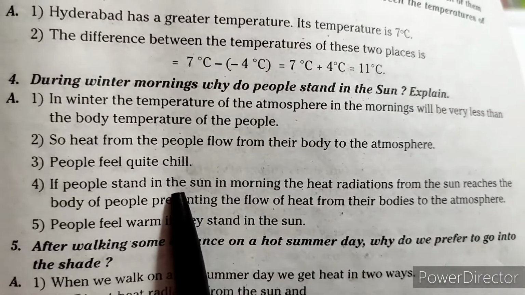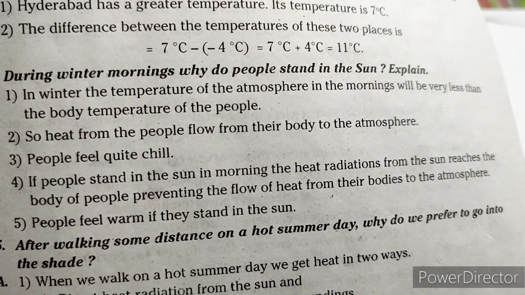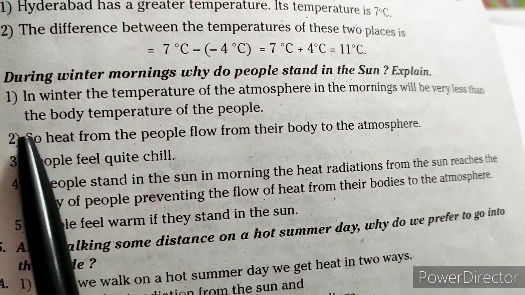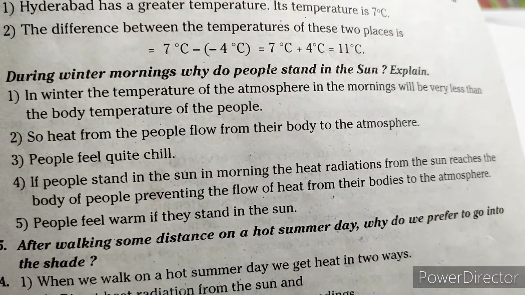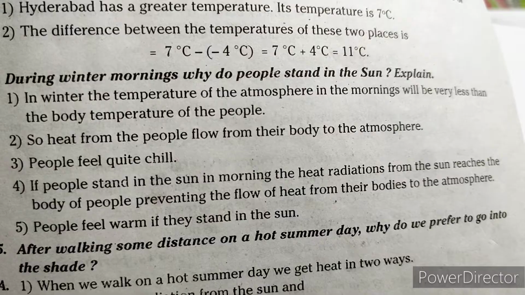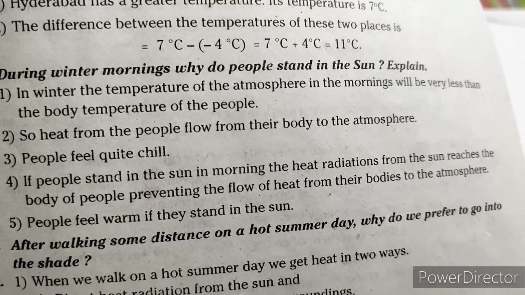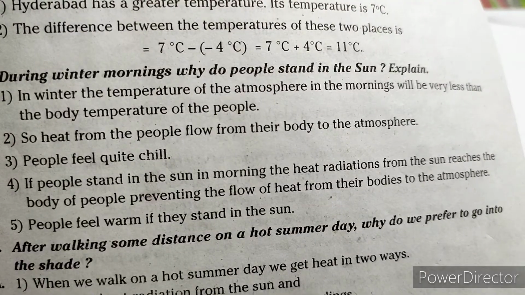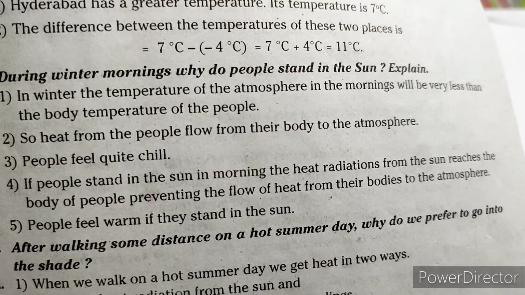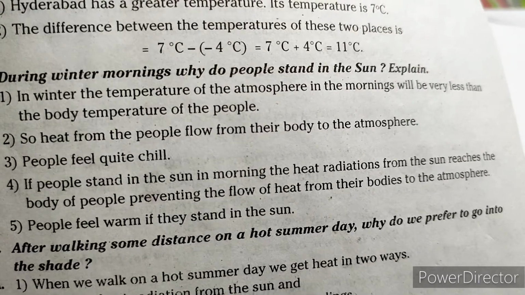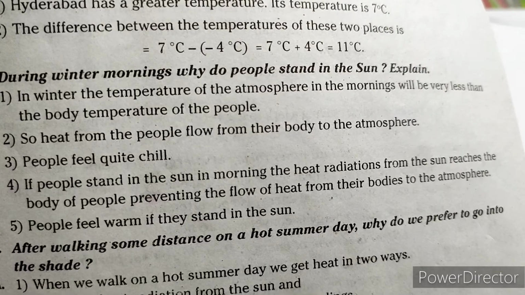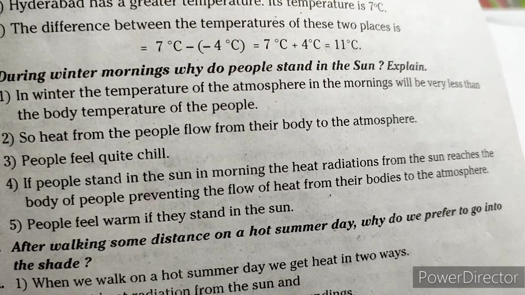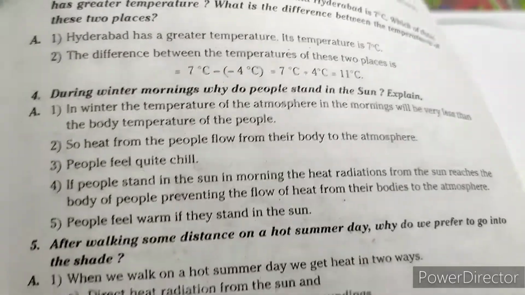Okay, the temperature of our body will be more. Okay, the atmosphere in the morning will be very less than the body temperature. Means in winter season, what happens in the morning? The atmosphere around us will be less, temperature will be less in the atmosphere, okay, than our body temperature. So what happens? Our body heat goes out and we feel very cool, okay. So if we stand in the sun, what happens? We can absorb the heat, that is radiation from the sun, and we can feel a little bit warmer. That's why we will be standing in the sun, okay.